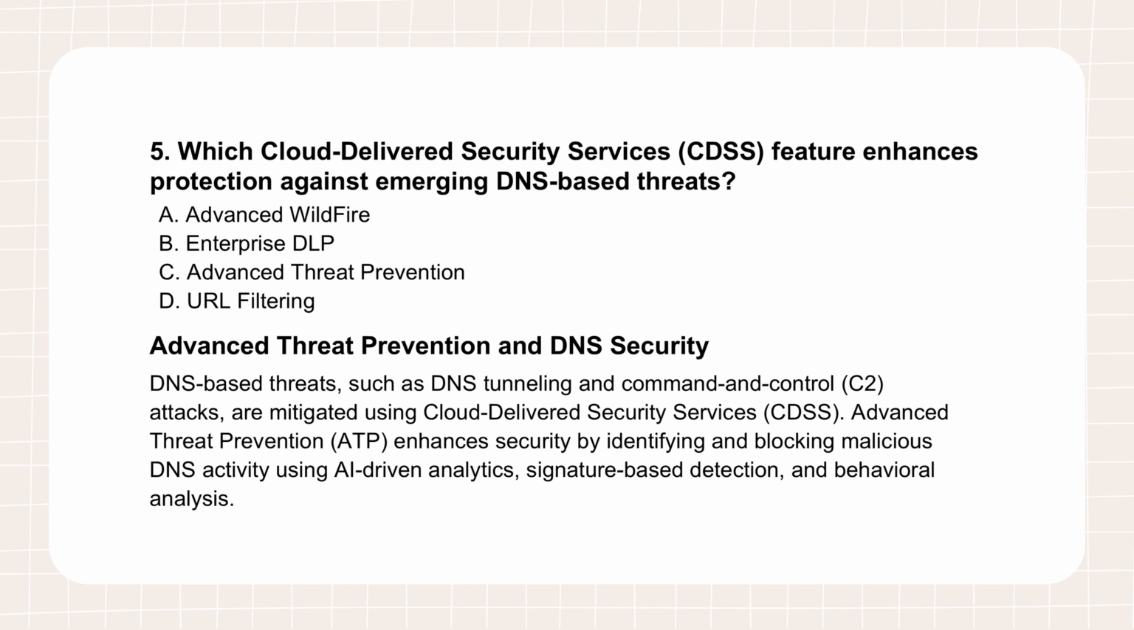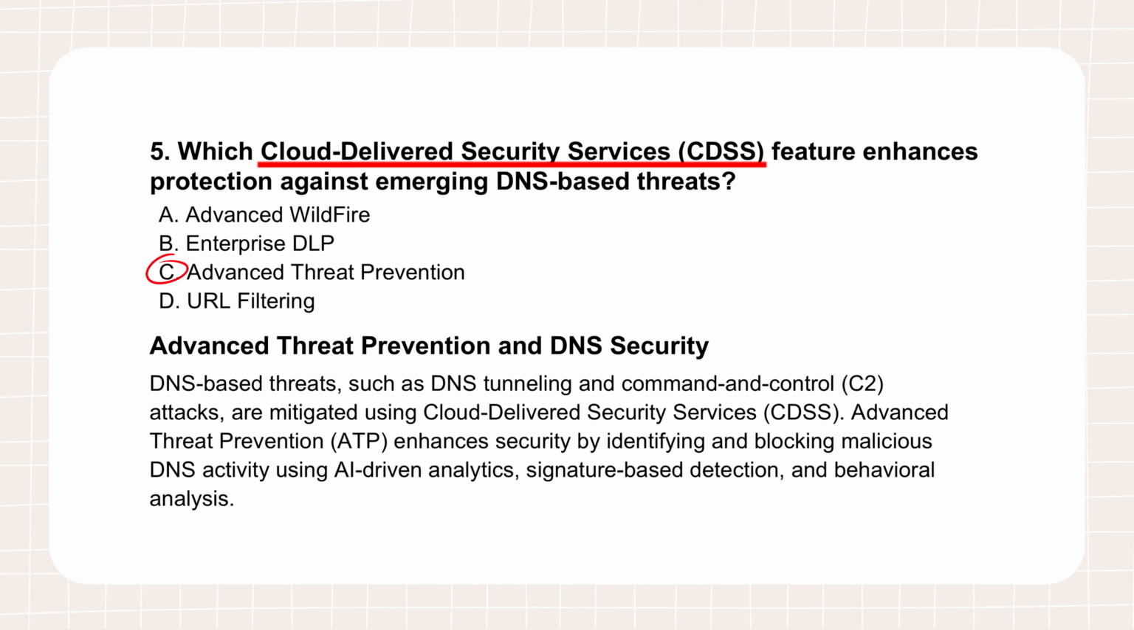Now for question 5, we're moving into the realm of cloud-delivered security services, or CDSS. The question focuses on how to combat DNS-based threats. So what are these threats and how do we address them? DNS-based threats are definitely becoming more and more common. Imagine a scenario where an attacker is using DNS tunneling to sneak data out of your network, disguising it as legitimate DNS traffic. It's basically hiding secret messages within what seem like harmless internet address lookups. That's where advanced threat prevention, or ATP, comes in.